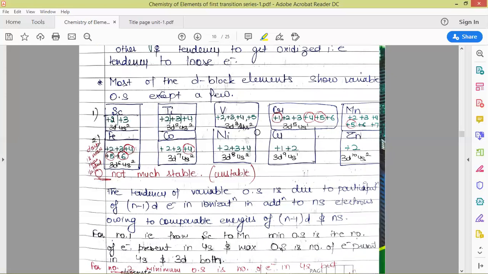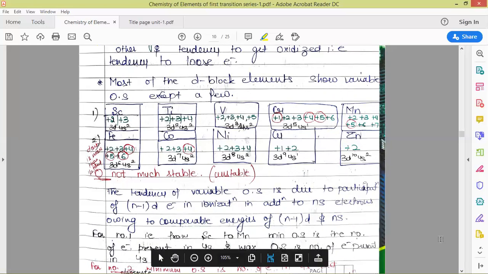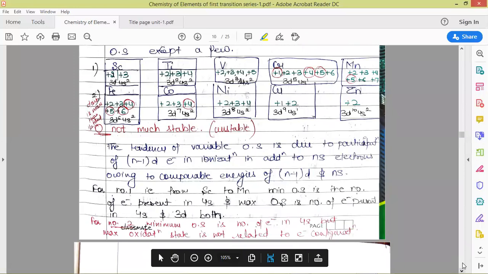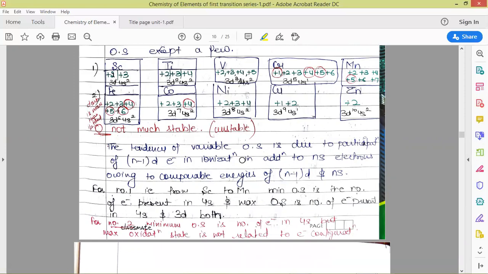So here the different oxidation states exhibited by these metals have been shown under the symbol of the element, and the oxidation states which are not much stable have been circled with red color for different species. Here, under in black color, we have written the electronic configuration. As we have already discussed, the D block elements have the tendency of variable oxidation state.